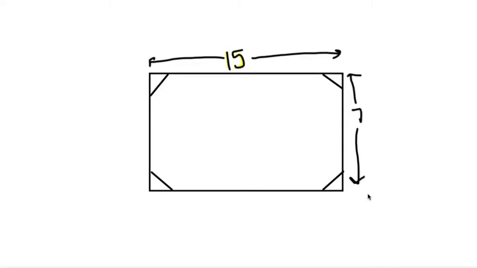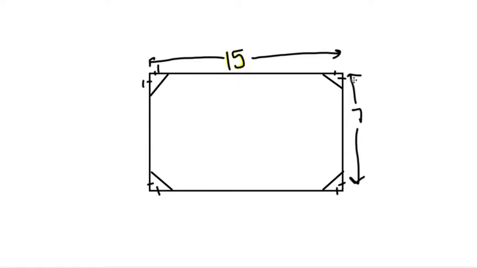So let's pretend that this was a distance of 15 from here to here. And let's pretend that this was a distance of 7 from here to here. And let's pretend that this was 1 and this was 1, and that all of these were equivalent. So that is the same as this, the same as this, same as that.